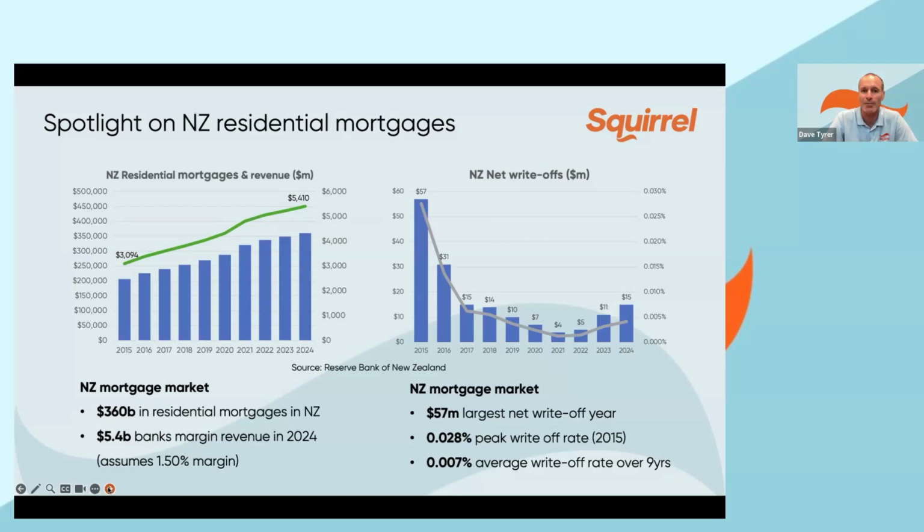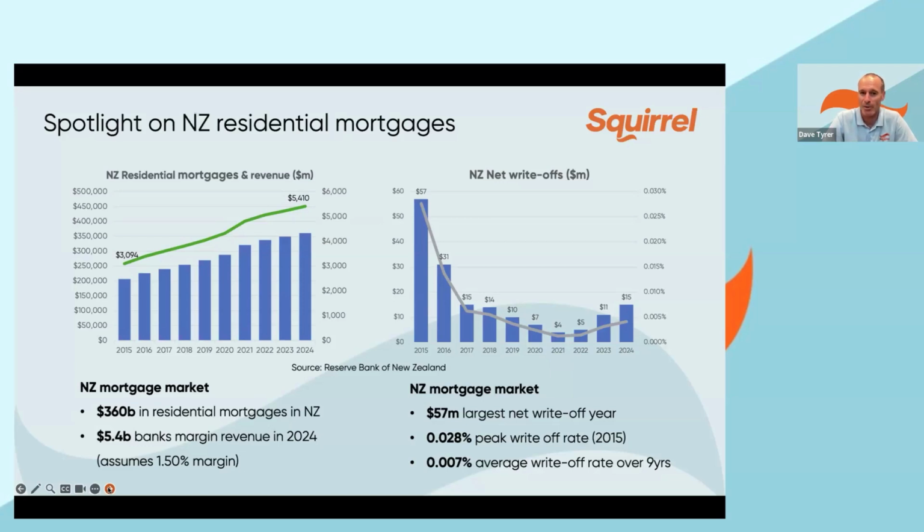If we move to the graph on the right, this shows their net write-offs by year. Okay, so 2015, you can see there was $57 million written off. So this is kind of tail end of GFC. 2016, that dropped to 31 million. You can see the graph. And 2024, which, we've been in recession for almost 2 years, you saw the banks wrote off about $15 million. So that was their loan losses on home loans during that period.